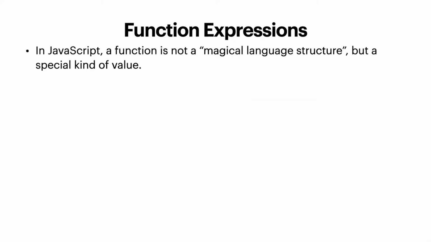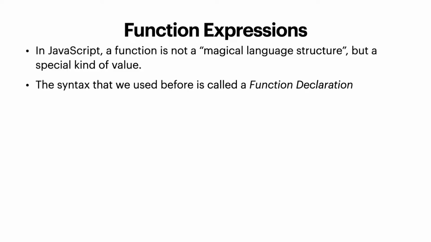Function expressions. In JavaScript, a function is not a magical language structure, but a special kind of value. The syntax that we used before is called function declaration. To declare a function in the previous lecture, we declared it in a specific way. We have a function keyword followed by a function name and parentheses and then the body of the function. That syntax is called function declaration.